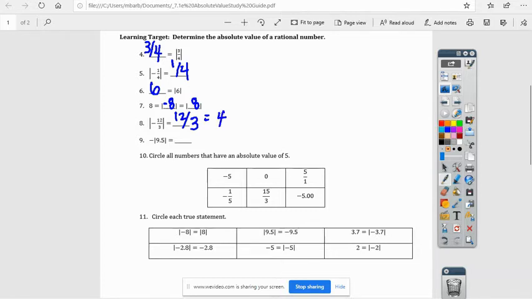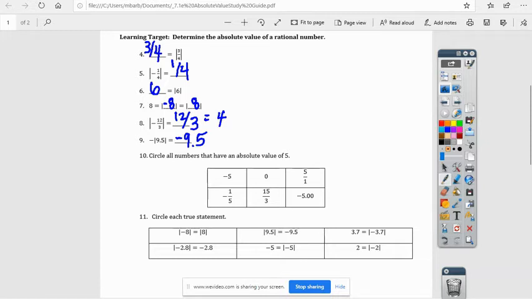And number 9, negative absolute value of 9.5. So since that negative symbol is outside of those absolute value brackets, we're going to carry that negative symbol over, and we're going to write 9.5. So it's going to equal -9.5. All right, and number 10 says circle all numbers that have an absolute value of 5.